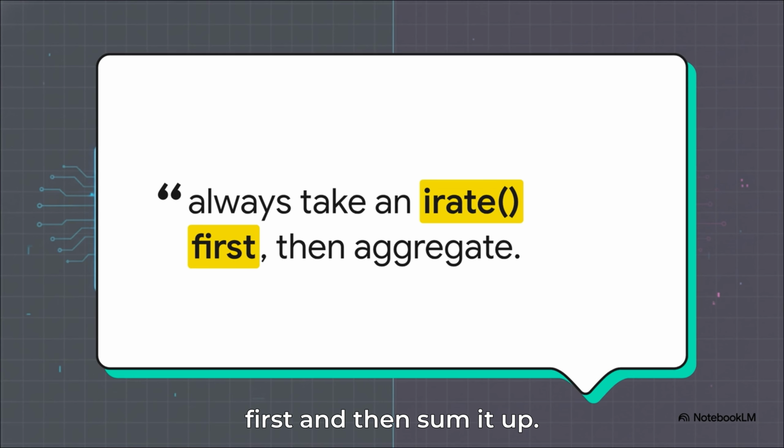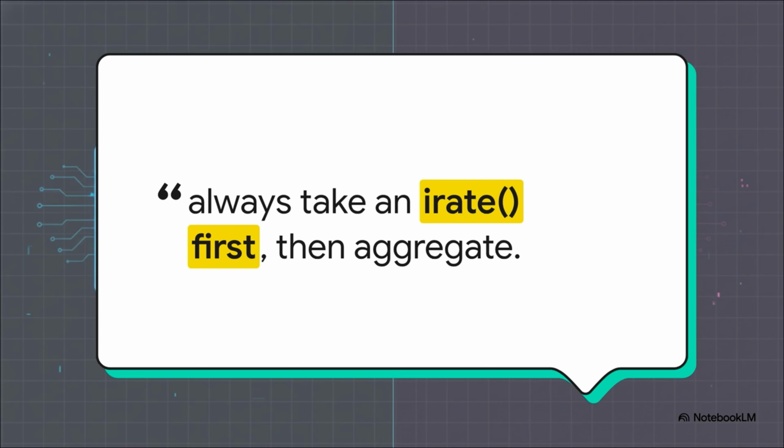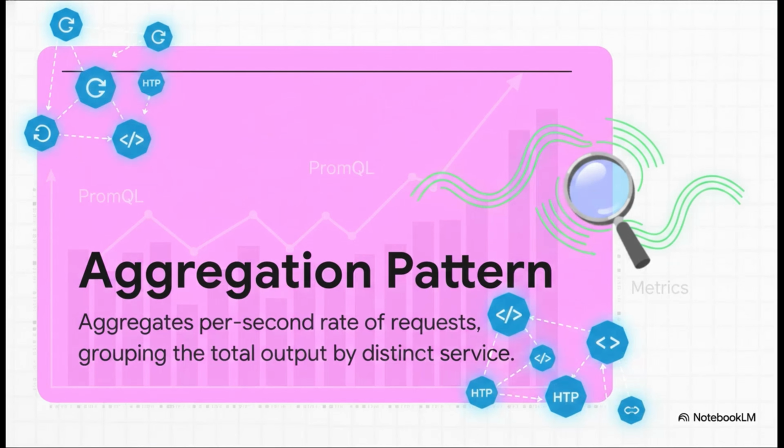Always calculate the rate first, and then sum it up. Summing first destroys the individual time series data underneath, meaning PromQL can no longer detect those application restarts we talked about. Remember, rate first, then aggregate, every time. So, following that rule, the correct aggregation pattern looks like this. Sum, rate, http_requests_total[5m], by service.